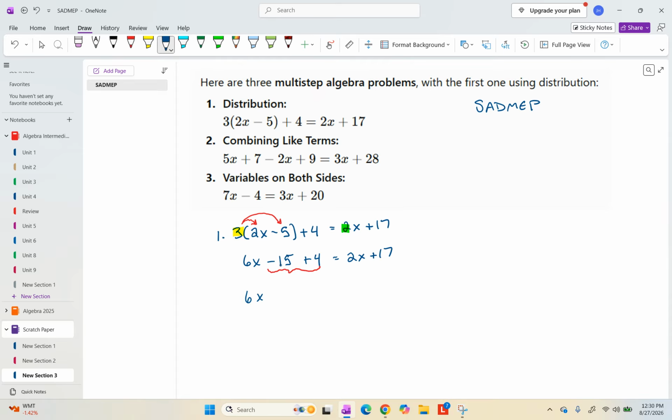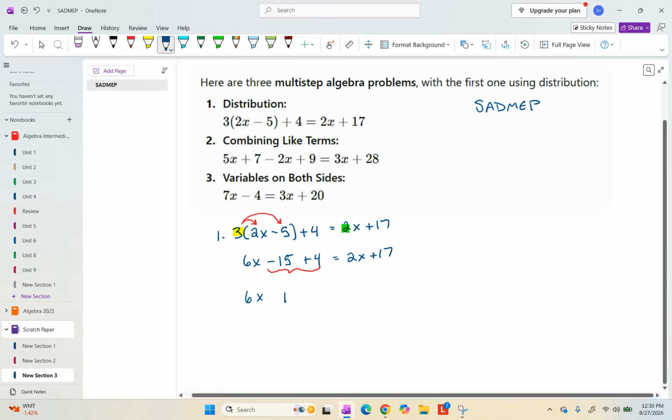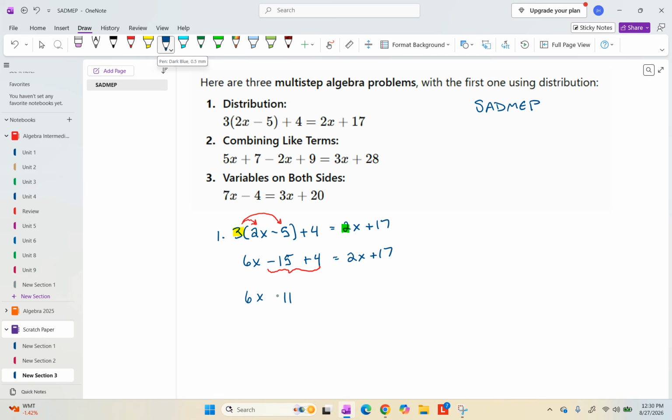So 6x. Whenever I have a positive and a negative, I just think about it as a subtraction problem. I start with the big number, subtract the small number. So 15 minus 4 is 11. And then which one of those is bigger? Will I have a positive or a negative number? Well, 15 is bigger than 4, and it's the negative. So I'm going to have minus 11 equals 2x plus 17. Okay, so there we are. Now we have got it cleaned up on both sides.